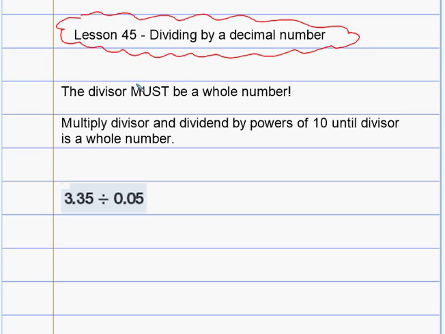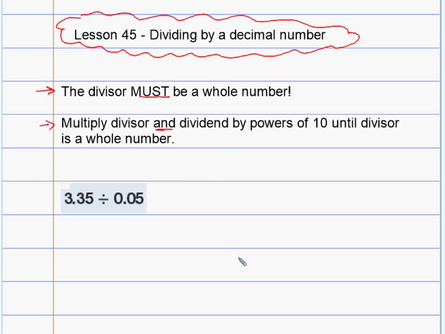Okay, so we're talking about divisors that are decimals. And you need to know that the divisor must be a whole number. And it's not, so we need to make it a whole number. In order to do that, we need to multiply the divisor and the dividend by powers of 10 until the divisor is a whole number.